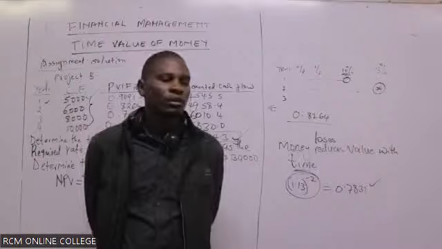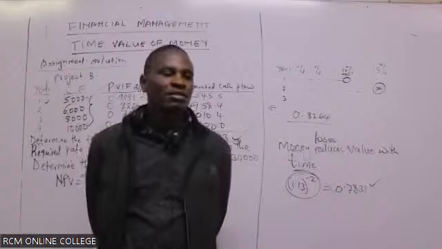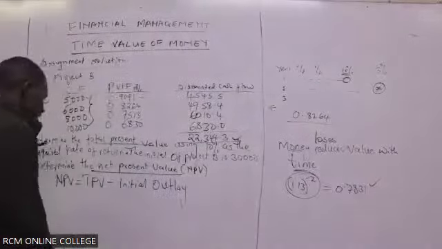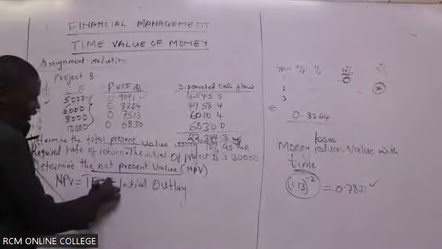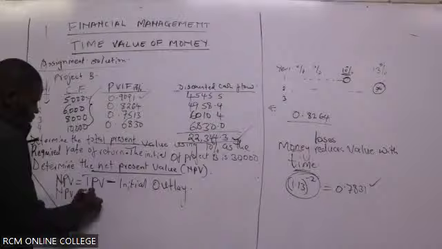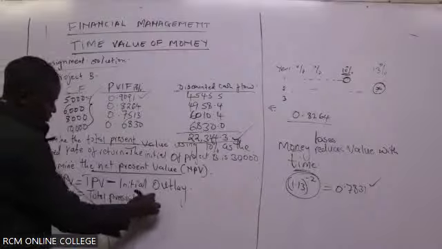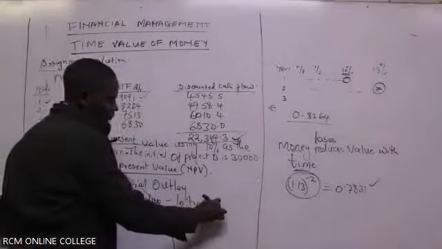22,344. Kadhoni, naona kama umegonga mwamba. Review your answer. Use the calculator very well. Net present value is the total present value minus initial outlay. Or in short, we can say net present value is equal to total present value minus initial outlay.